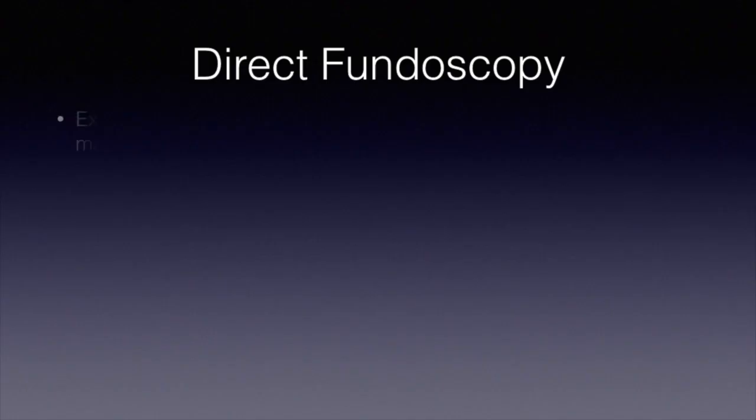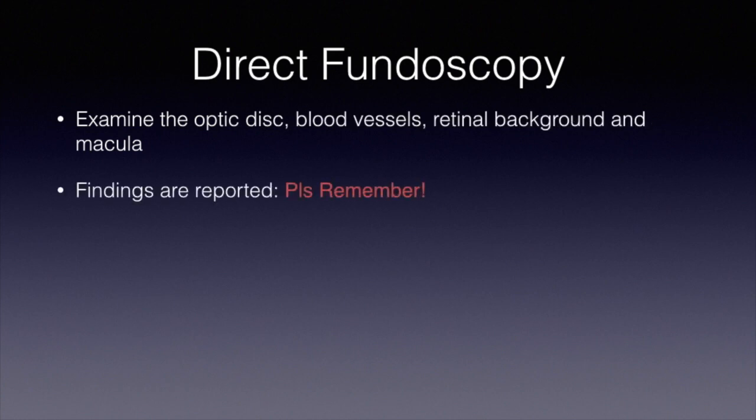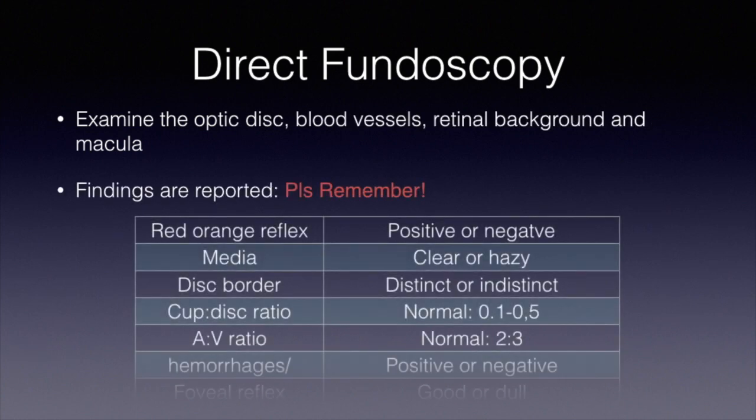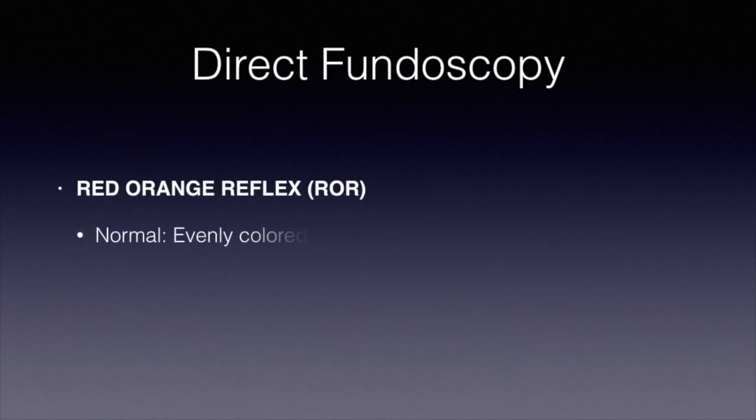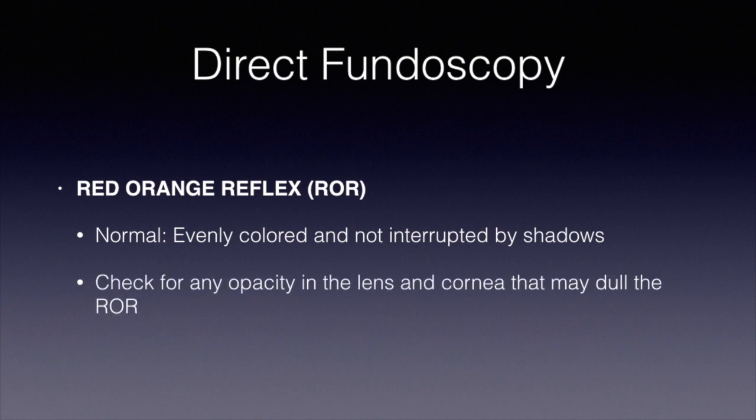Once you locate the ROR, slowly move closer to bring the retina into focus and locate the retinal vessels. Examine the optic disc, retinal vessels, retinal background, and macula. Findings are recorded in this manner. The red-orange reflex should be evenly colored with no shadows. Check for any opacities in the lens or cornea.